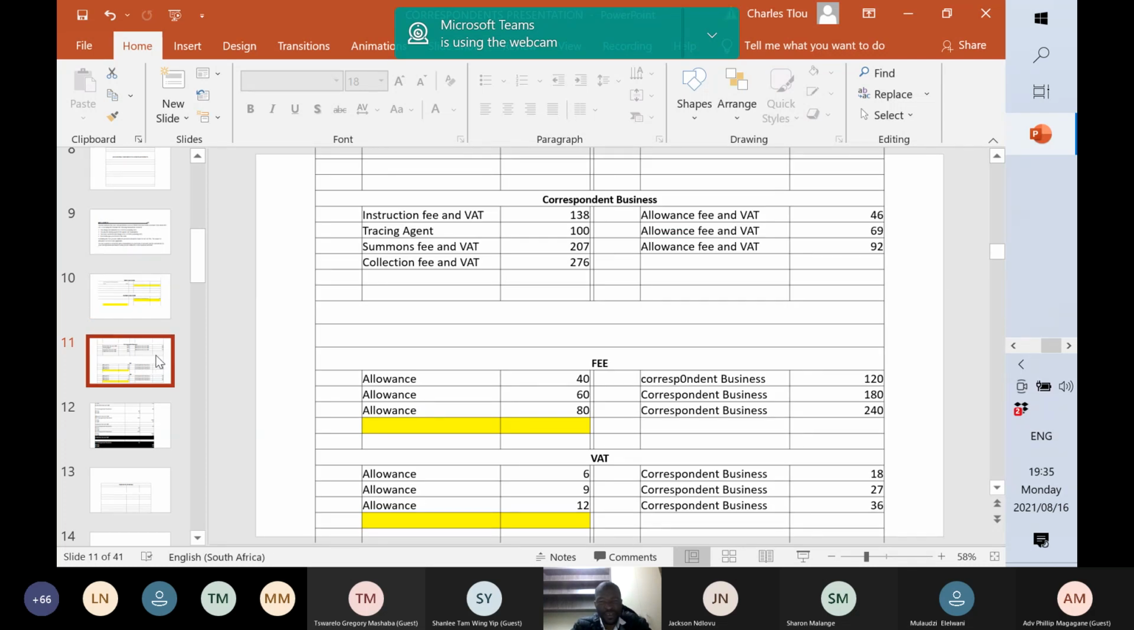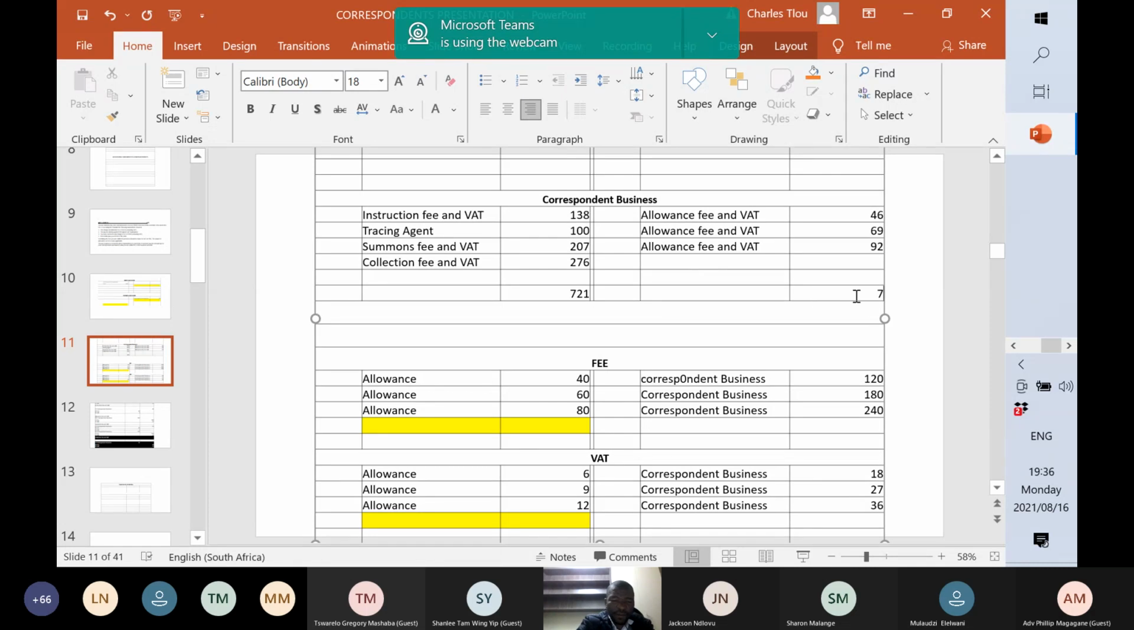This is your correspondent business. Can you add together the debit side of this business ledger account and tell me how much you get? 138 plus 100 plus 207 plus 276. How much do you get? 721.